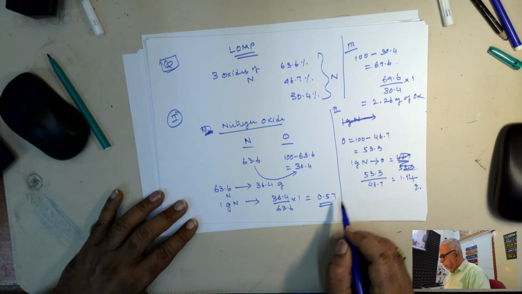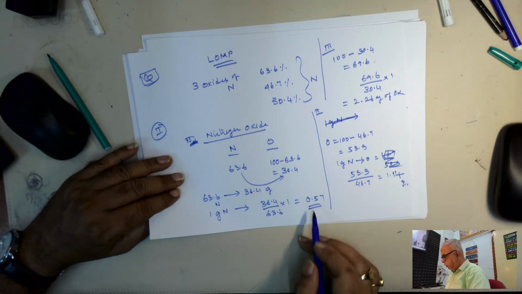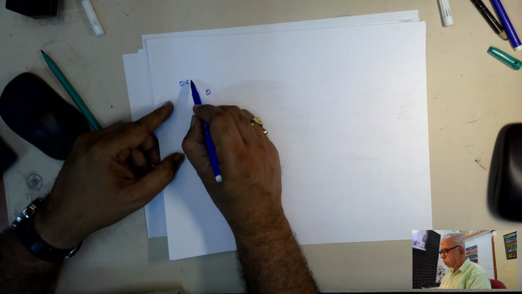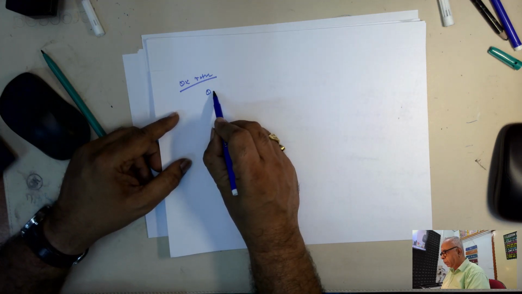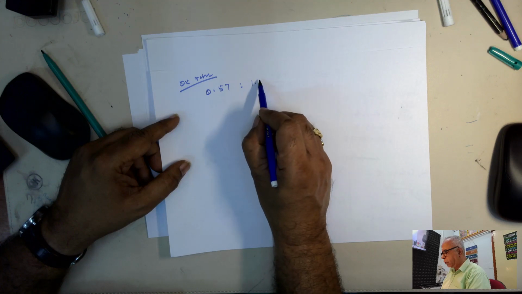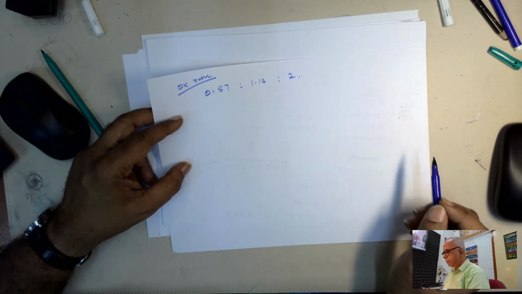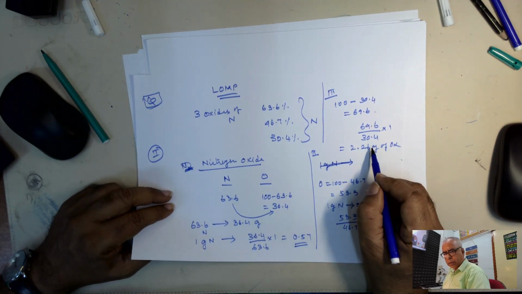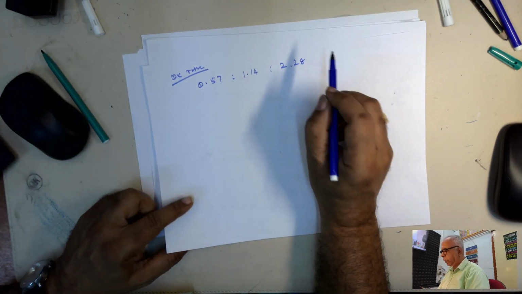So in all these cases, now listen to me. Let us make it a simplified ratio. What is the first ratio? I am talking about the oxygen ratio in all the three compounds. The first is 0.57. In the second case, 1.14. In the third case, 2.28. Okay.